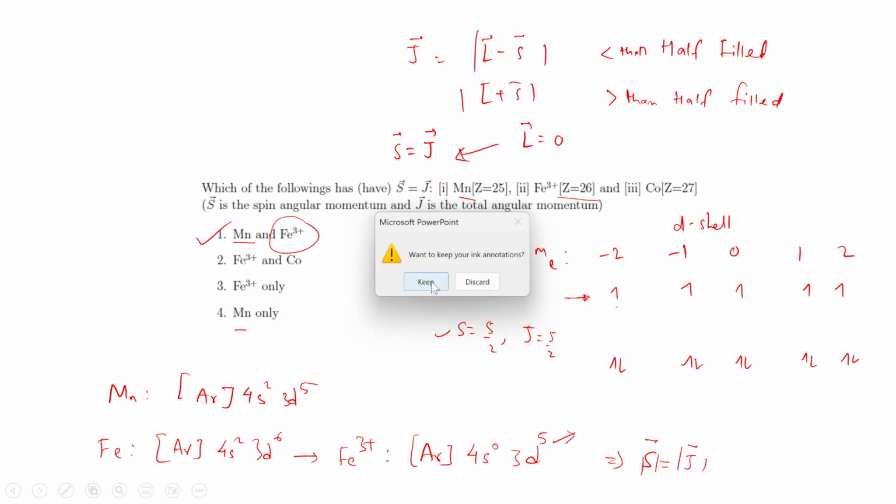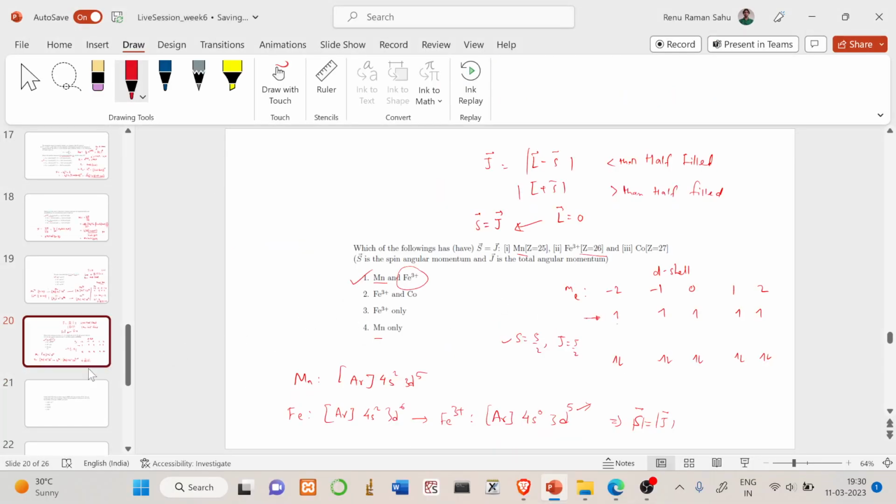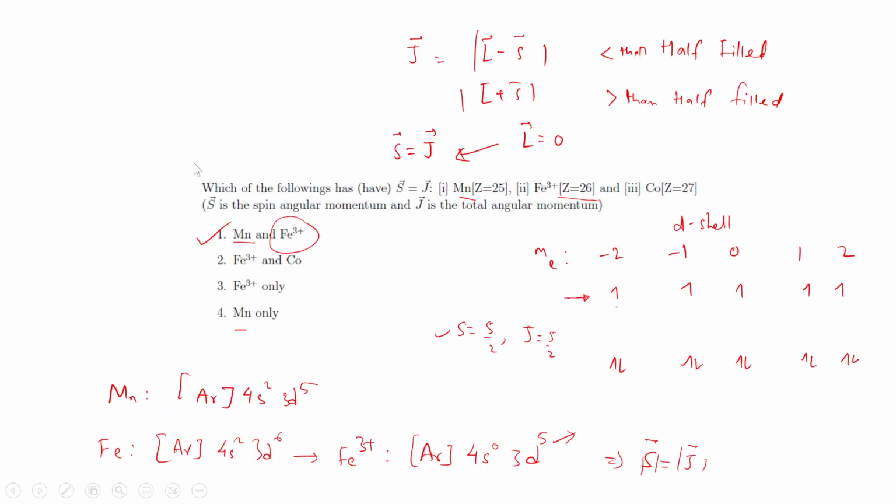So what it is asking is, first you look at the question. It is asking which of the following have S equal to J, right? Yes. So we want to find S equal to J. So we would look for those configurations, and we know that J is equal to either L minus S for less than half filled or L plus S, right?